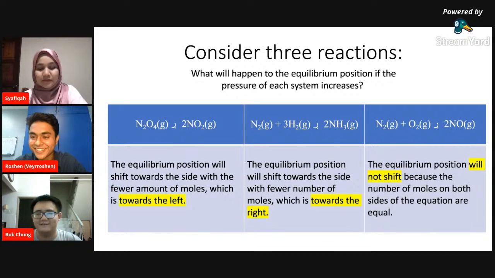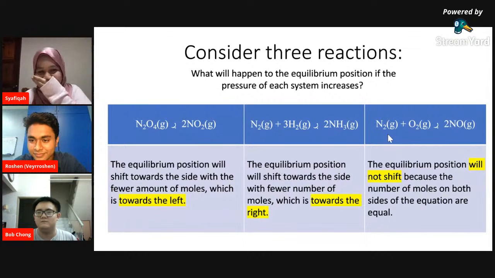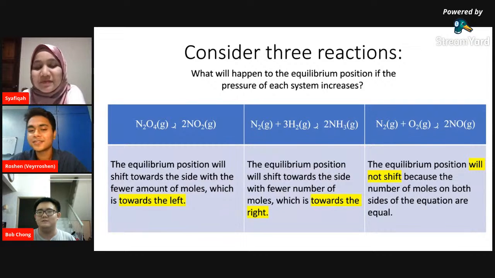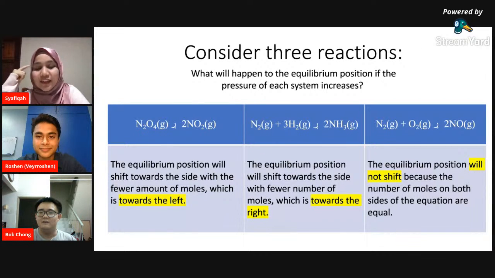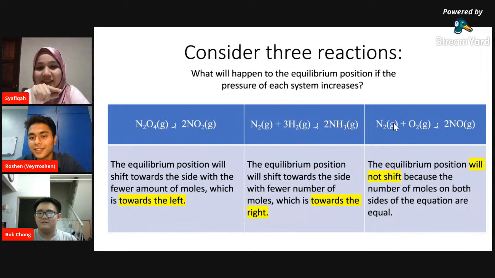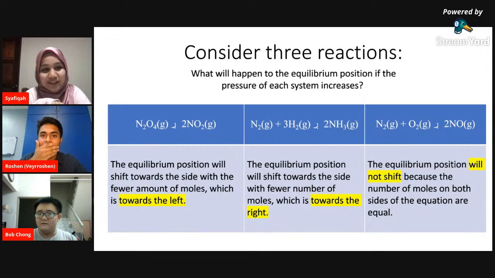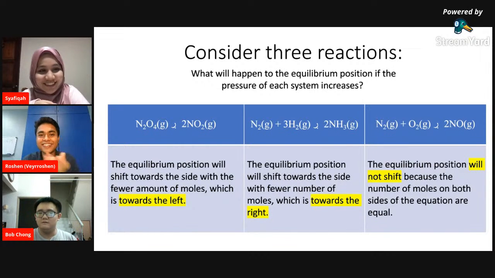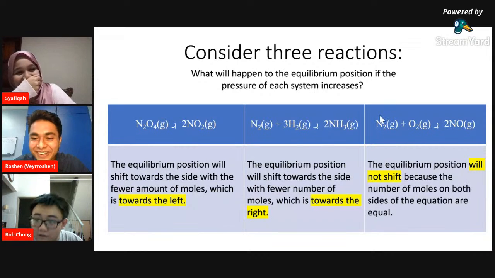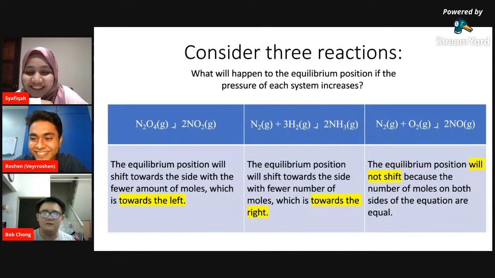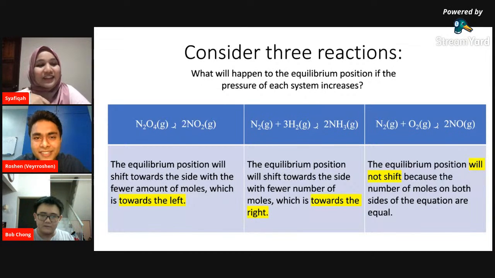Okay. So for the final equation, let's have Shaf. Tell me how many moles are in the equation. On the right side have 2, and on the left side also 2. Right. 2 moles. Equal. How? If they're equal, how?